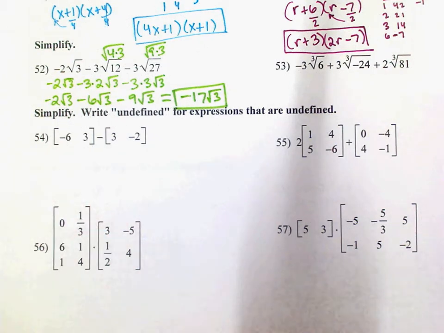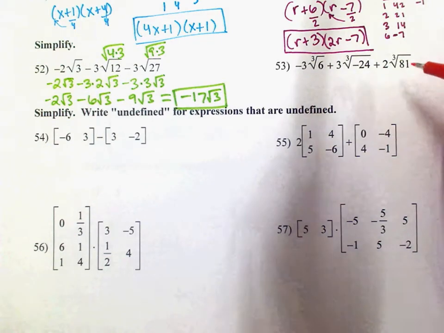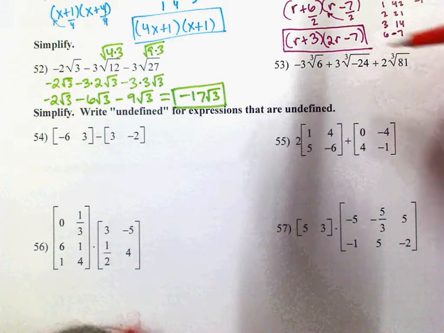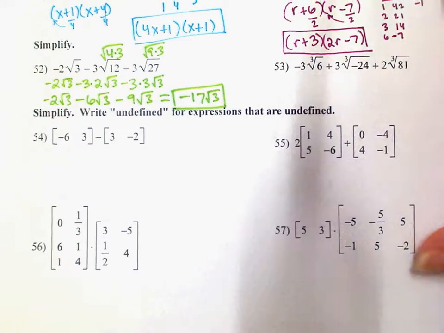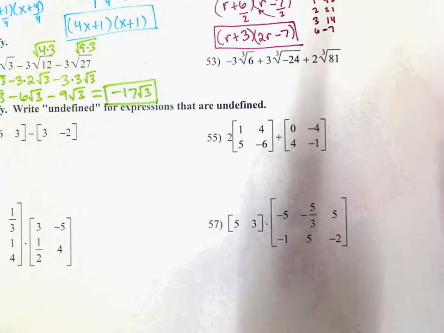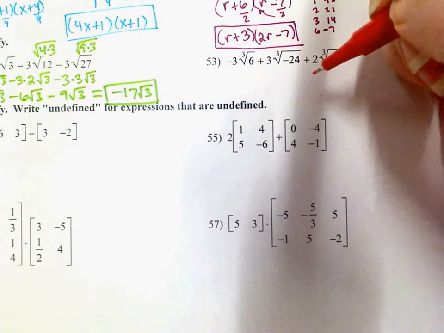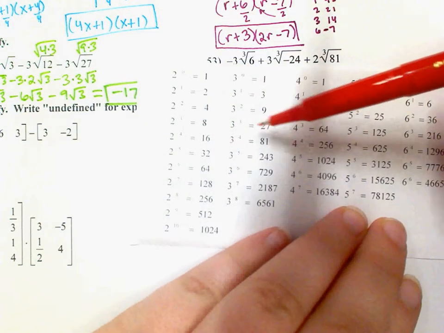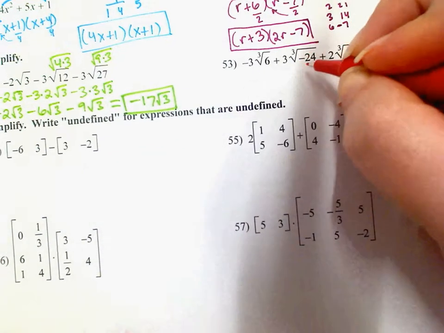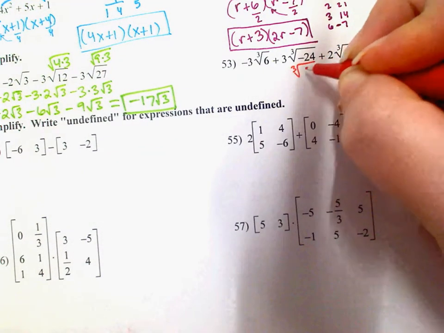Number 53 is a little bit meaner because it's got powers. It's the cubed root, but we can go ahead and see what we can do. The cubed root of 6 is not a whole number. There's nothing really I can do with that, so I'm going to leave it alone. 24, the only perfect cube that goes into 24, because 27 is too large, is 8. 8 goes into it 3 times. So I'm going to think of this as the cubed root of negative 8 times 3.